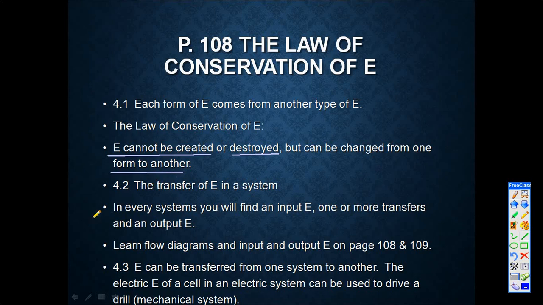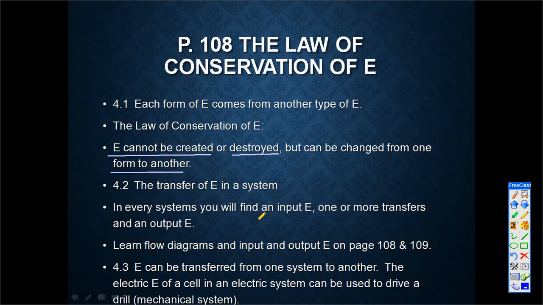Okay. So energy is transferred in a system. So make sure that we understand that energy is transferred from one place to another. Okay, so we are going to have a look here at the diagrams of page 108 and 109, how energy is changing constantly, how energy is transferred in a system from one place to another.